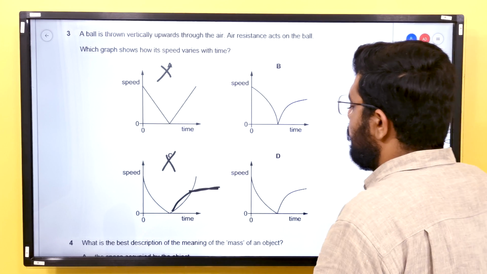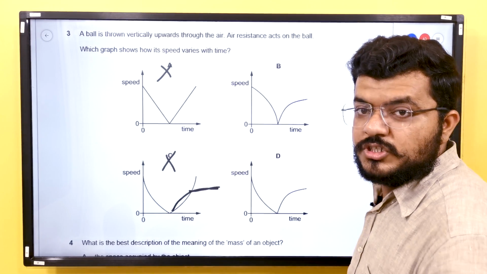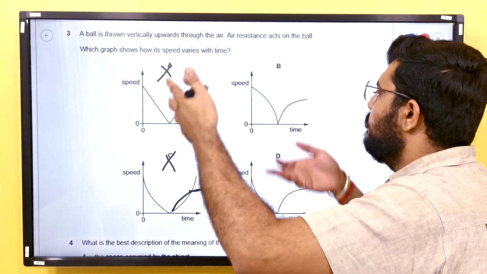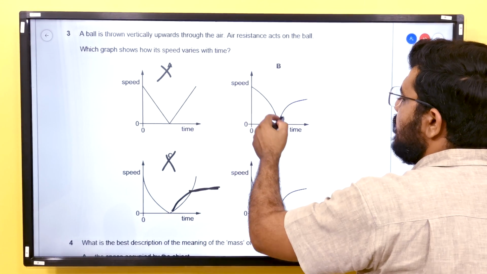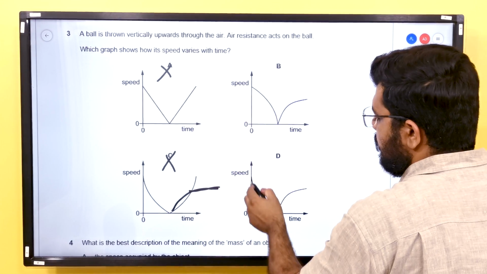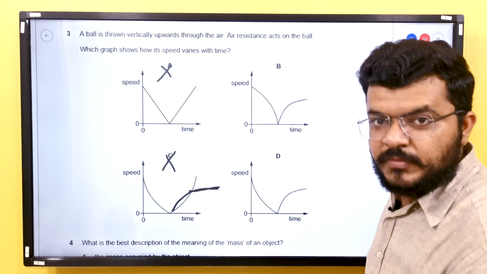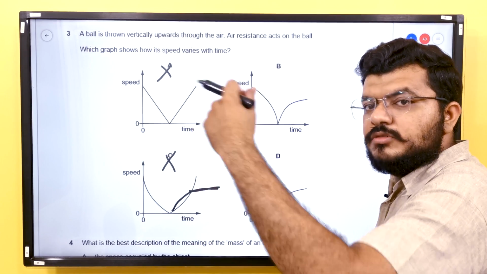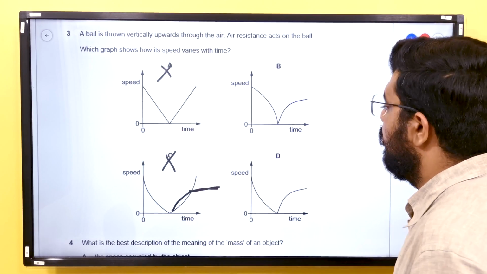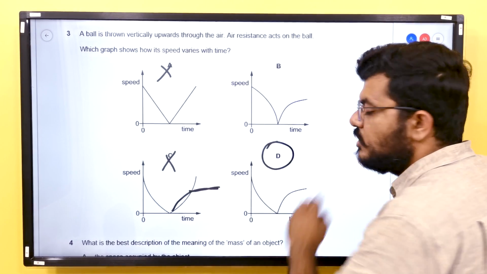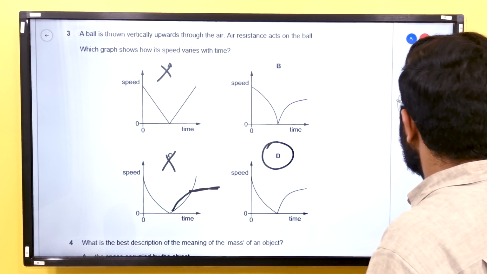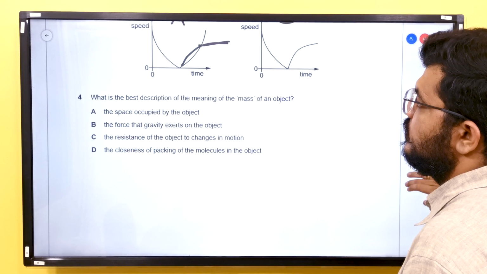Now we have to understand what happens to the speed when it is going up. Does it decrease increasingly or does it decrease decreasingly? Now as it goes up, the decrease becomes smaller and therefore D is your correct answer. Option D is the correct answer.